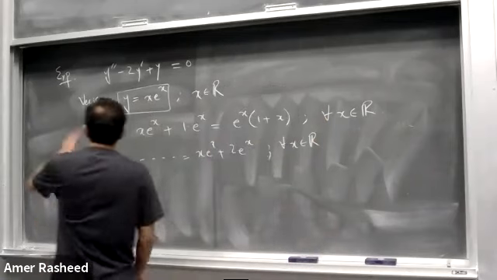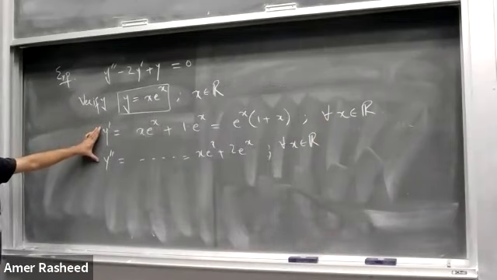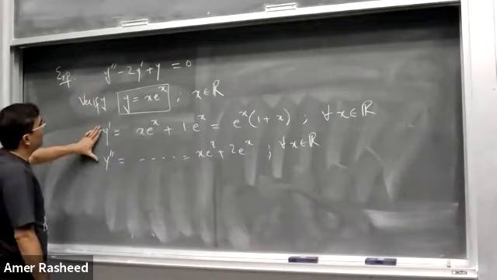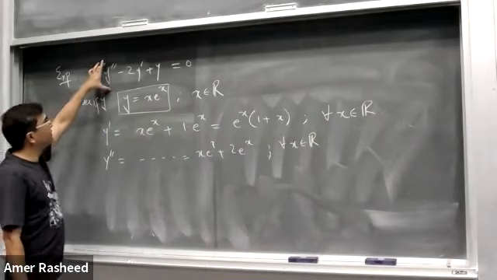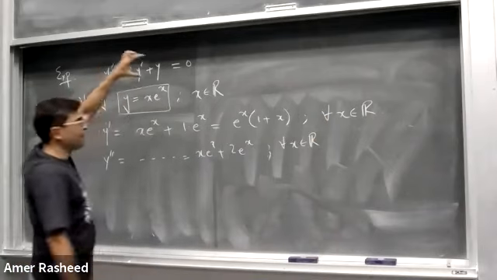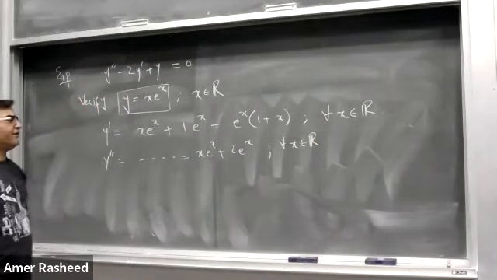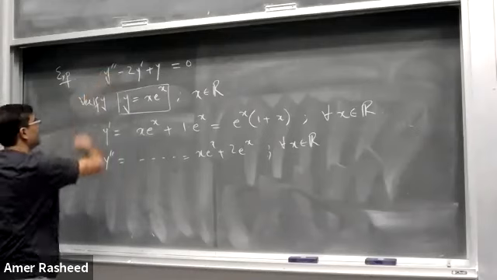Now, the two derivatives of this function exist and they are continuous on R. Therefore, now the second step, which we need to verify, is that this function turns this equation into an identity. If that is true, then we say that this function is a solution of this differential equation.